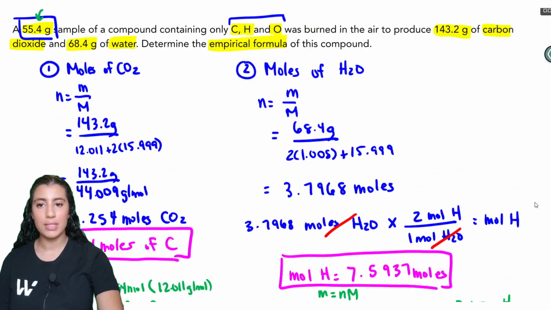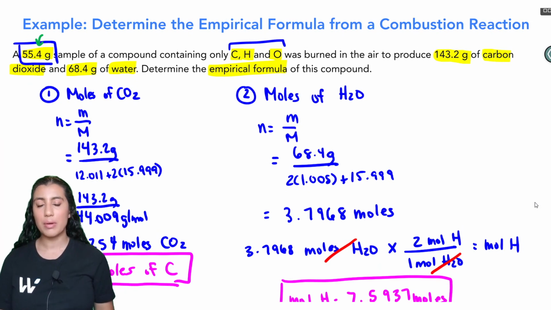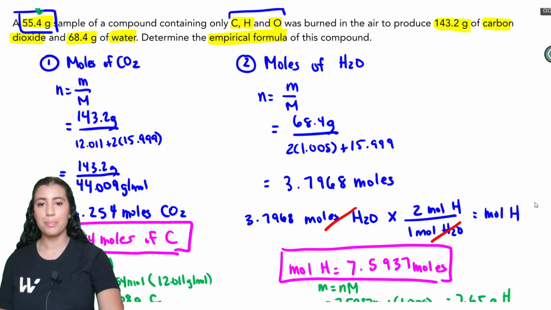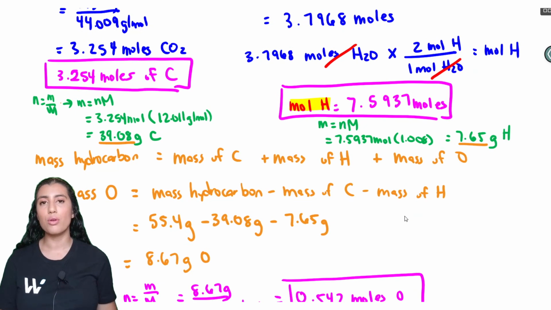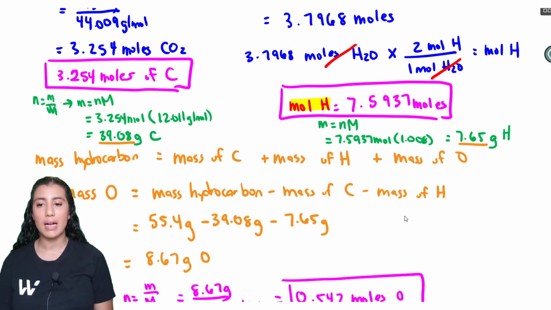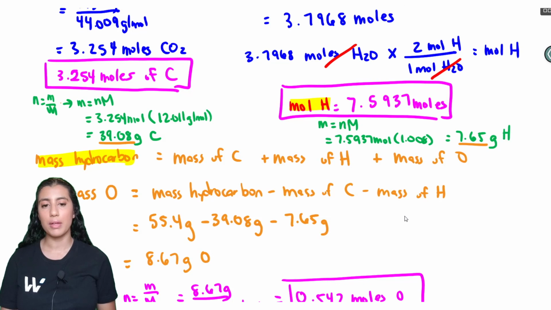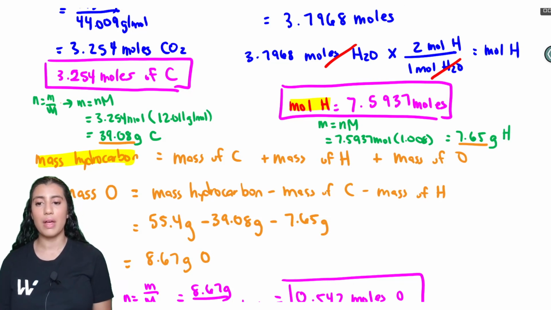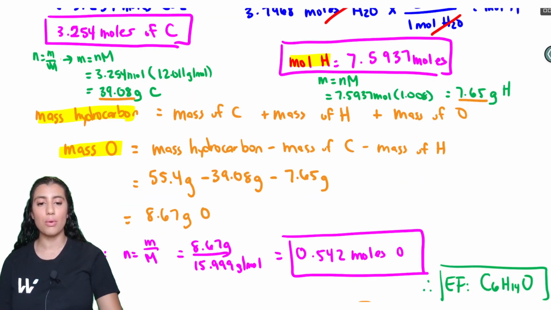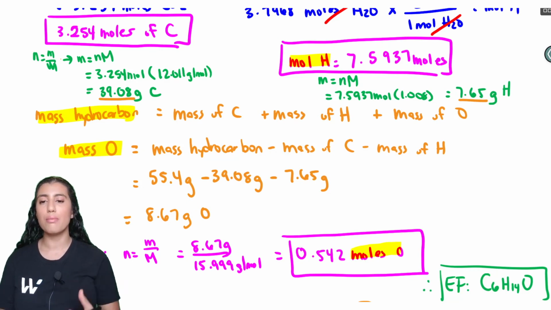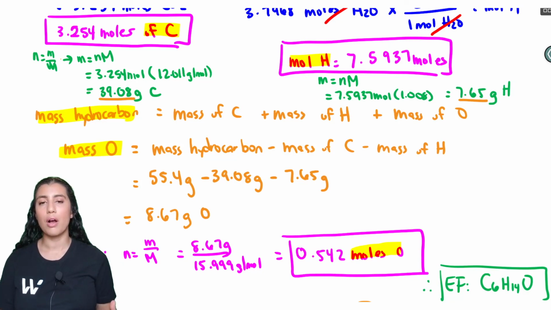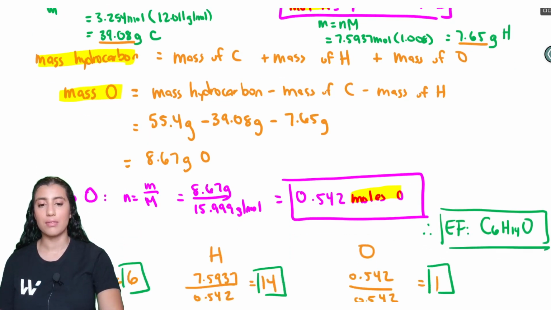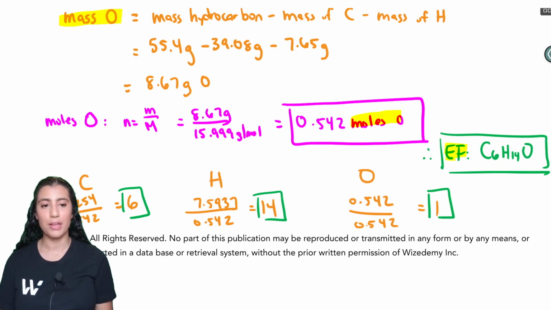Again, we followed the steps where we first found the moles of carbon dioxide, used that to find the moles of carbon. We then found the moles of water, used that to find the moles of hydrogen. And then we knew we had to figure out the moles of oxygen, but first we found the mass using the mass of hydrocarbon and the masses of the other atoms. We were then able to find the mass of oxygen and then the moles of oxygen as well. And then once we had the moles of each of those atoms, it became just like any other empirical formula problem where we divide by the smallest number, and that gives us our empirical formula over here.